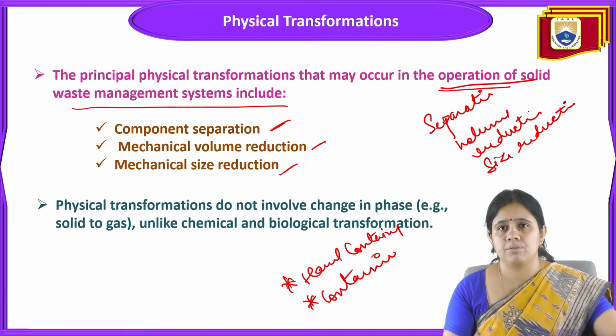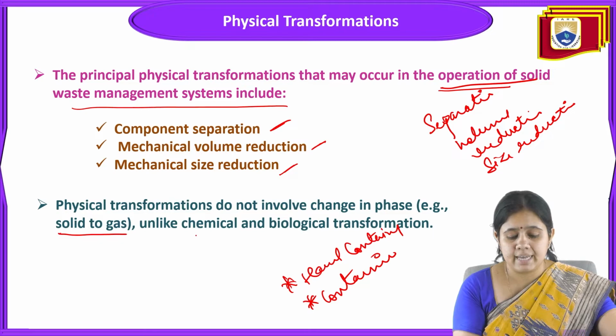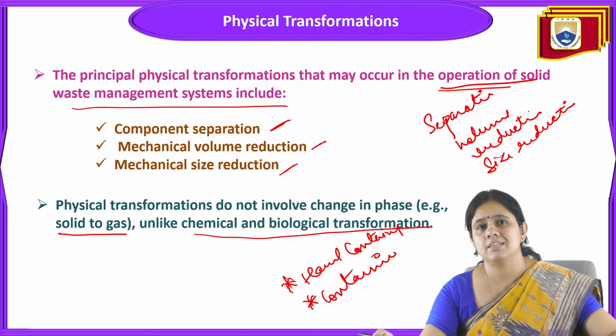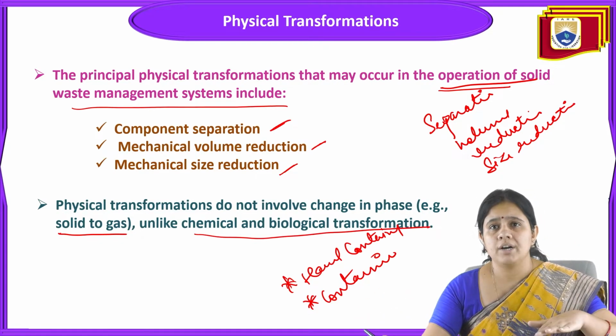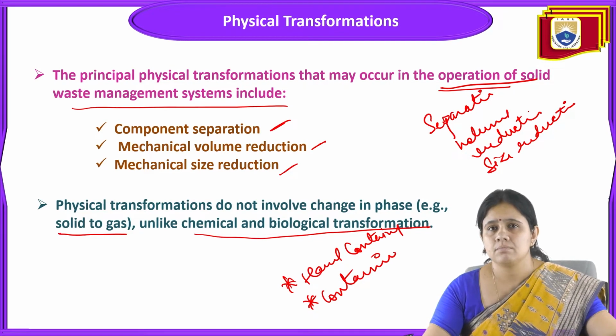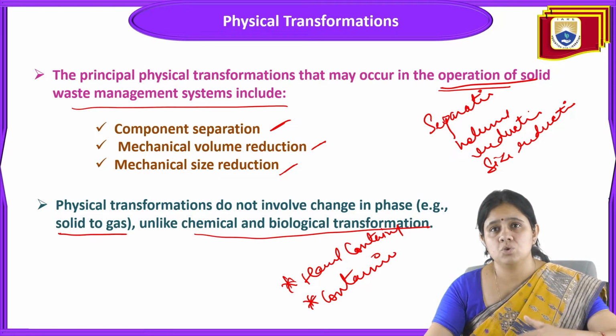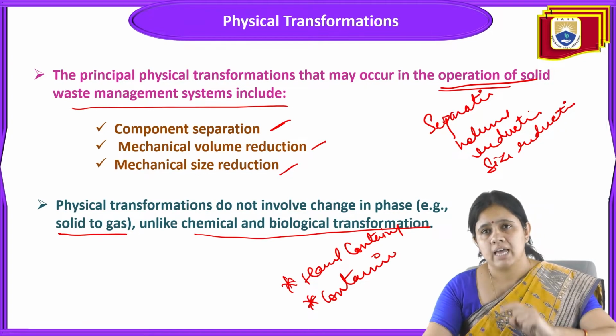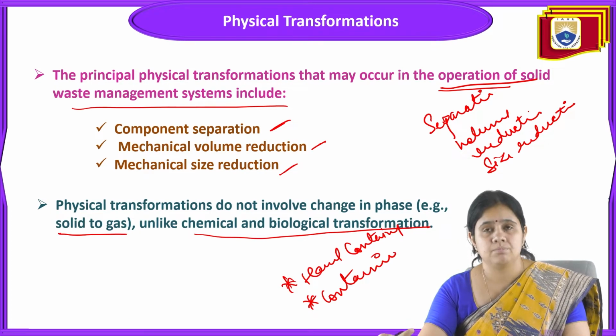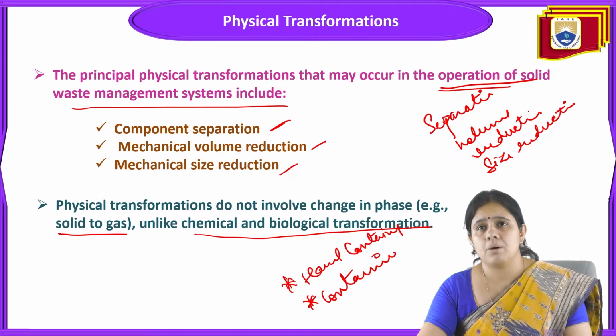The physical transformation does not involve a change in phase, like solid to gas, unlike chemical and biological transformation. It does not involve a change in the chemical characteristics; it is just a physical change. The transformation of waste from solid to gas is due to a chemical reaction or some biological transformation. And physical transformation is the first step, that is component separation.